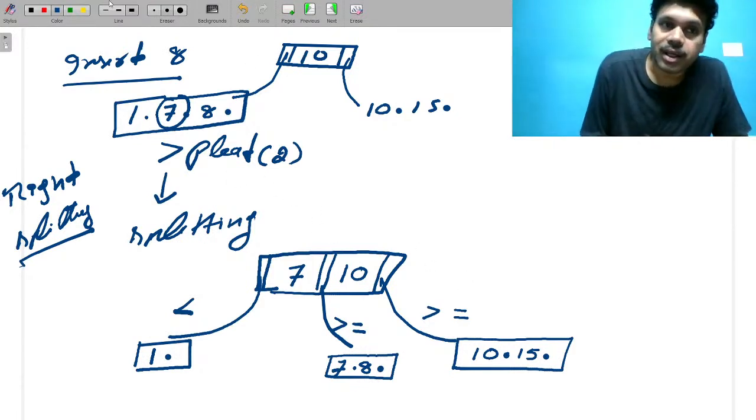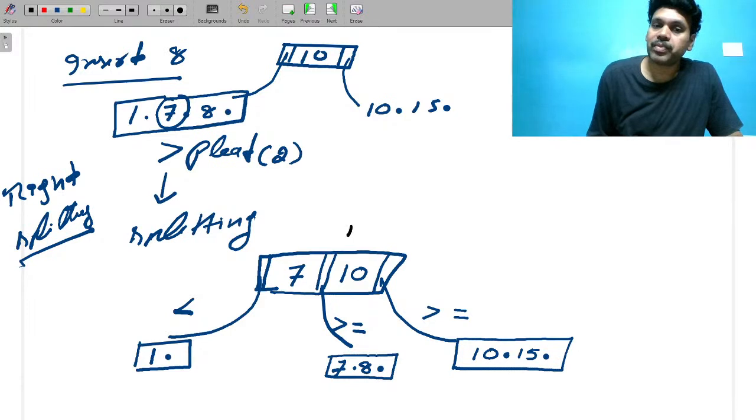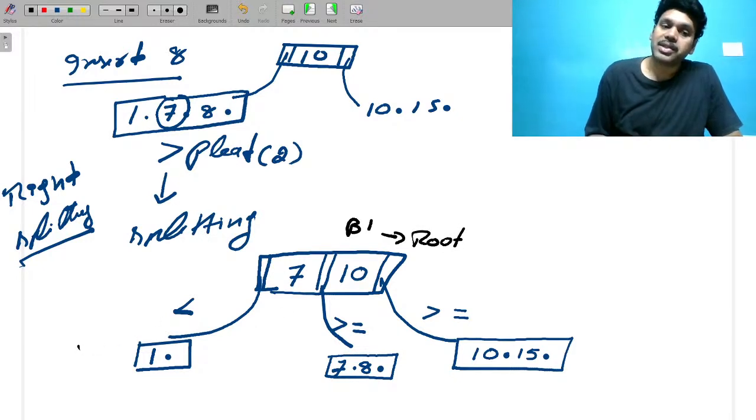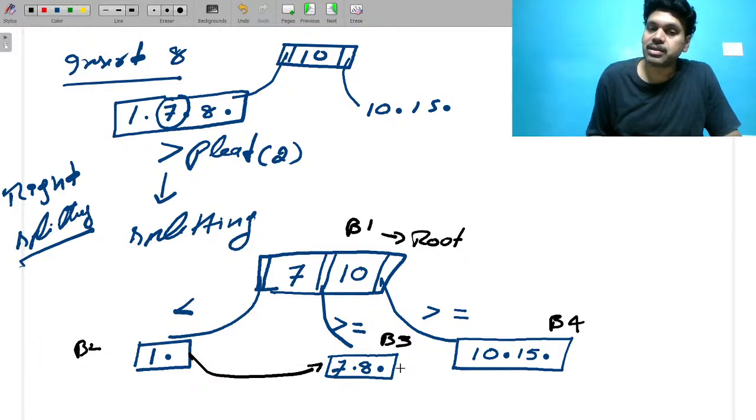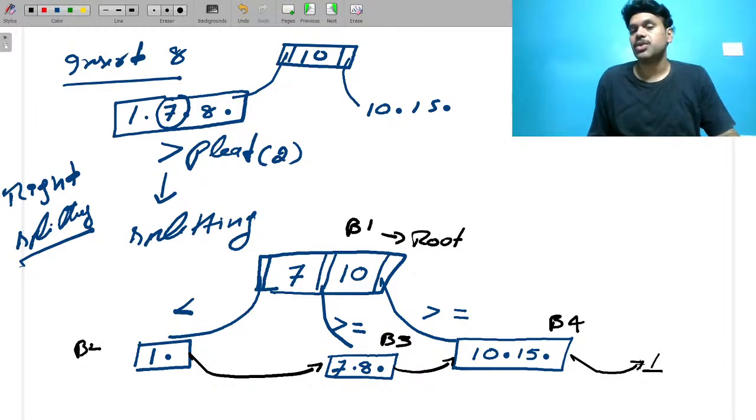Now let us name them. Block 1 is your root, and block 2 is your leaf, block 3 is your leaf, block 4 is also your leaf, and leaves are being integrated with each other. There is a requirement of what? A link pointer. This is going to be null because I do not have any link.